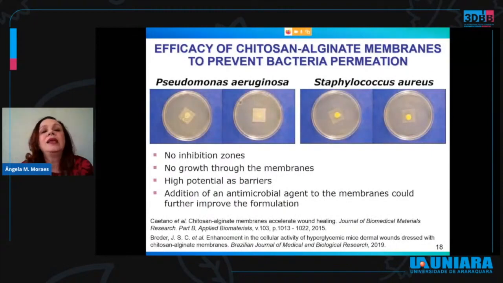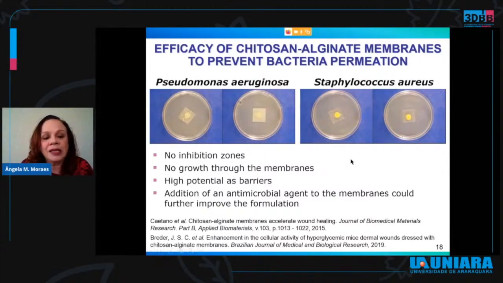And we analyzed the efficacy of these membranes to prevent microbial growth. Since chitosan already has antimicrobial properties by itself, we thought that these membranes would probably form an inhibition zone. It would liberate some components that could inhibit the growth of two different types of bacteria that are normally seen profusely in some types of skin lesions, Pseudomonas aeruginosa and Staphylococcus aureus. However, since the amino groups of chitosan were combined to the carboxyl groups of alginate, we saw no inhibition zones, as we can see here in the image.